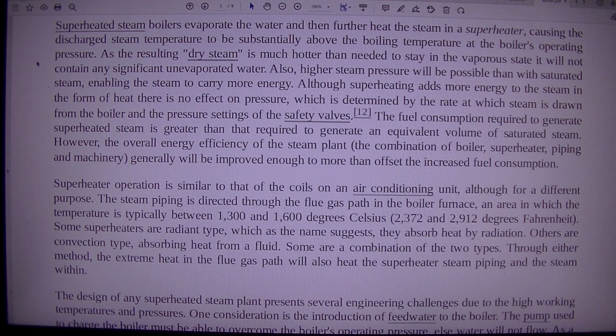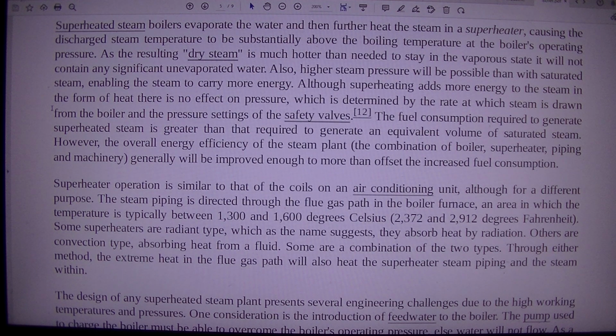As the resulting dry steam is much hotter than needed to stay in the vaporous state, it will not contain any significant unevaporated water. Also, higher steam pressure will be possible than with saturated steam, enabling the steam to carry more energy. Although superheating adds more energy to the steam in the form of heat, there is no effect on pressure, which is determined by the rate at which steam is drawn from the boiler and the pressure settings of the safety valves. 12. The fuel consumption required to generate superheated steam is greater than that required to generate an equivalent volume of saturated steam.